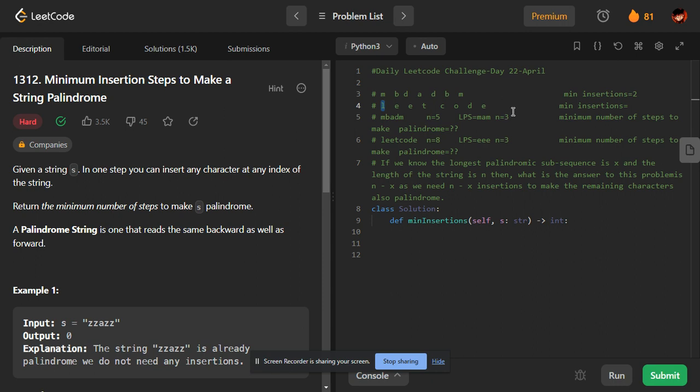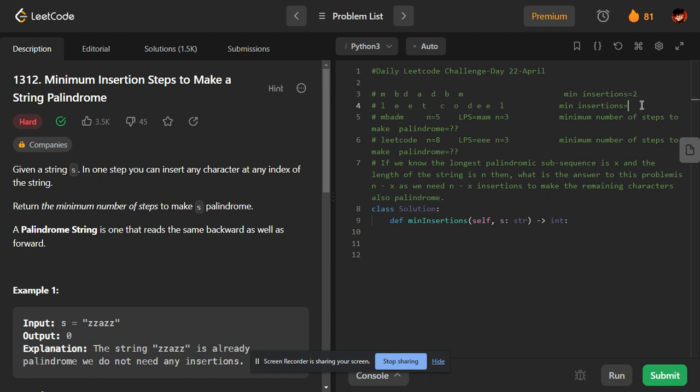See, L. We need to compensate for L first of all, so I would put an L here, and the minimum insertion is 1. Then I need to compensate for E. E is already there, so I will not do anything. There's another E now. I need to compensate for another E, so I will insert that E here.